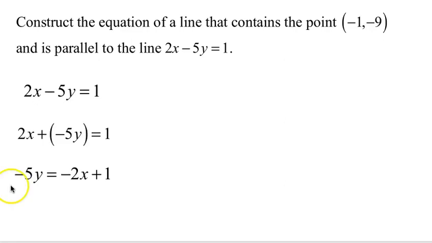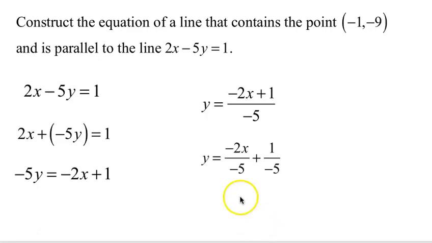And then I have to divide everything by negative 5. And we will get negative 2x over negative 5 plus 1 over negative 5. In that case, the negative 2x over negative 5 reduces to 2/5, and that, of course, is minus 1/5. So the slope of this line, keeping in mind y equals mx plus b, the slope of this line is 2/5.